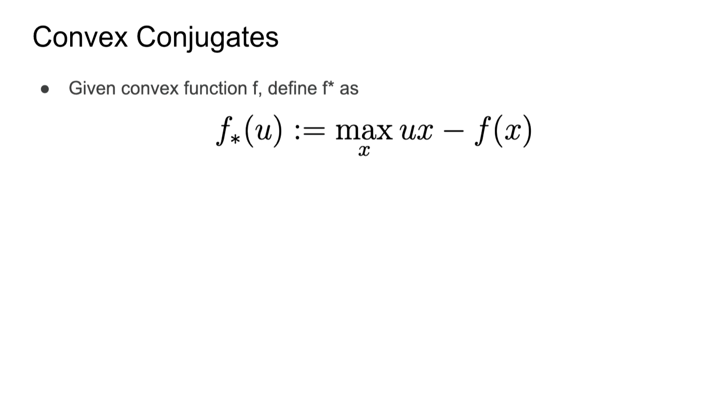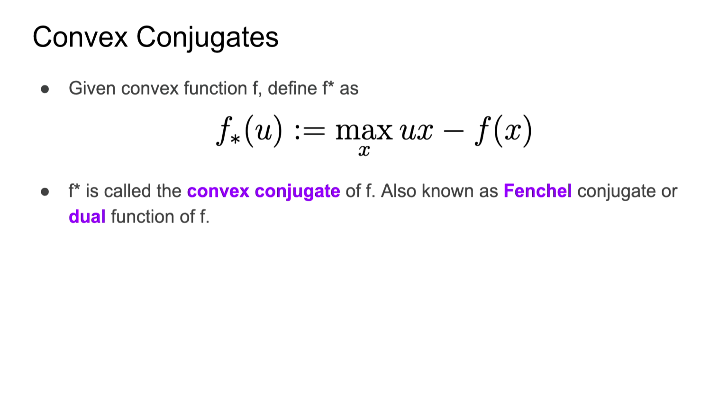So here's the definition of a convex conjugate. For some function f, we define the convex conjugate as another function, f star, and that function is the result of an optimization, right? We take an optimization, max over x of u times x minus f of x.